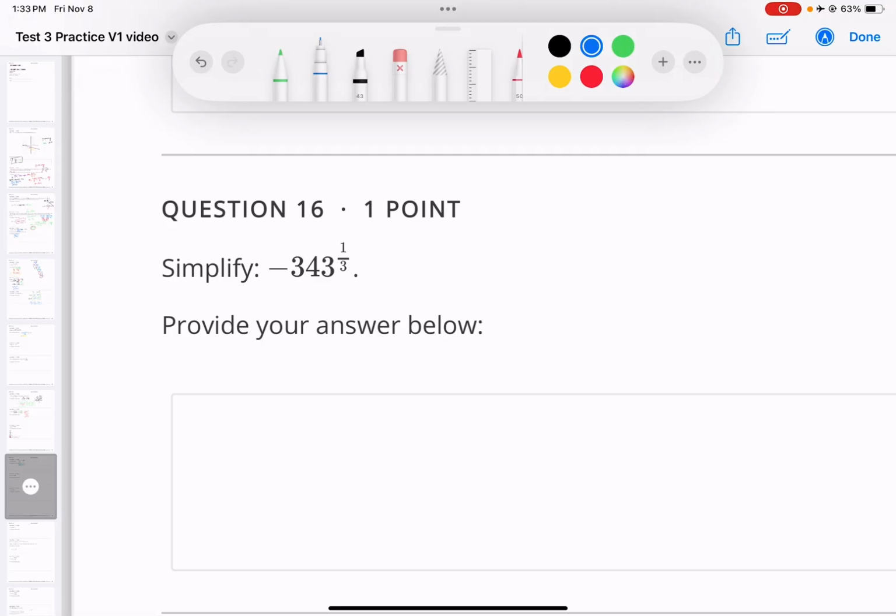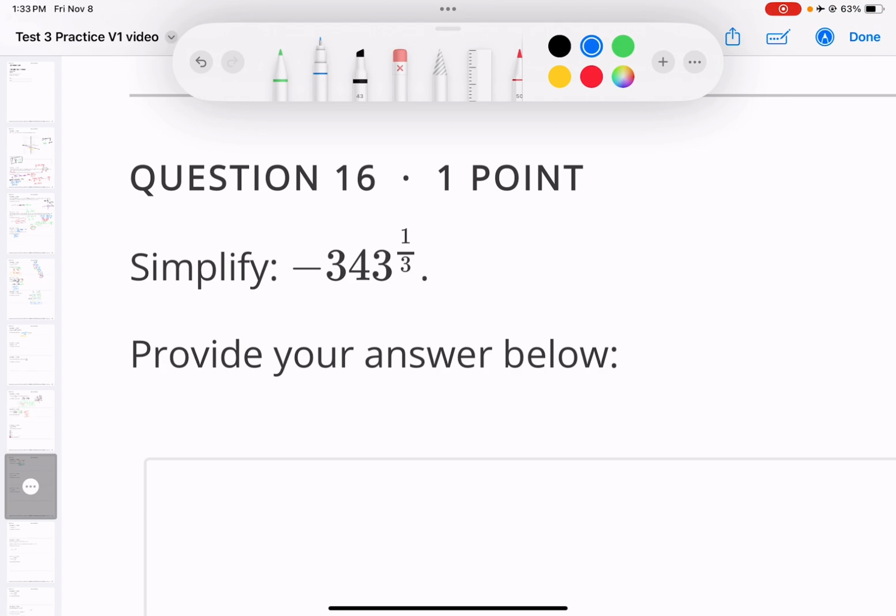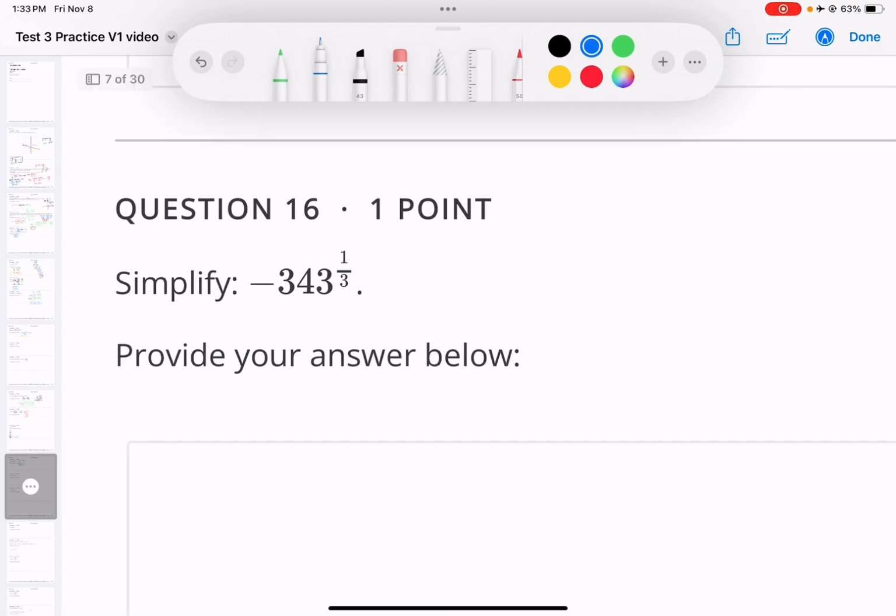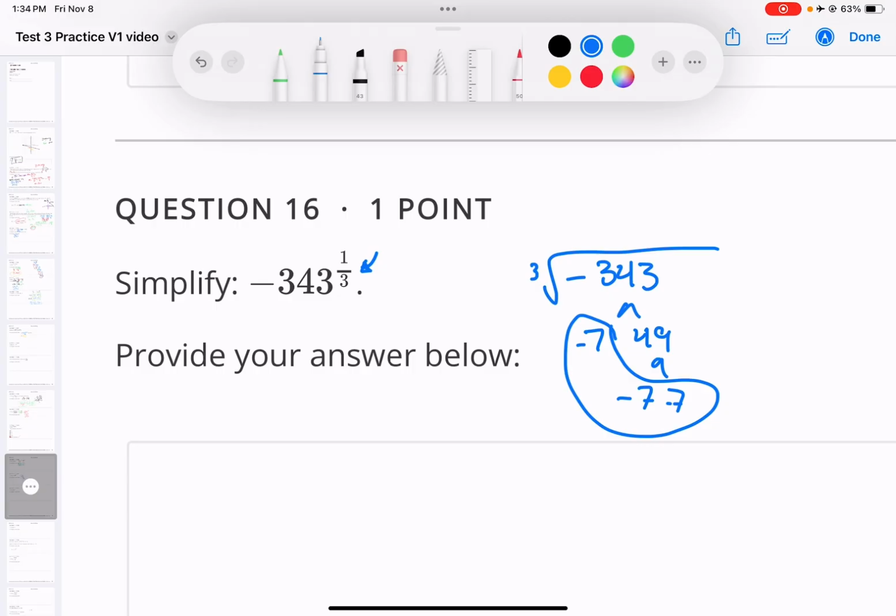All right, honestly, this one is one I'd probably just put into my calculator. So you can do that if you want, or it's negative, so the answer is going to be negative, and I could change this into a radical form, so I'd have negative 343. It is raised to the first, but I'm just taking the cube root of it, and that's how I'd put it into my calculator. I think this is 7 and 49, or negative 7, negative 49, so you could go negative 7, negative 7. Which is going to give me negative 7 is my final answer.